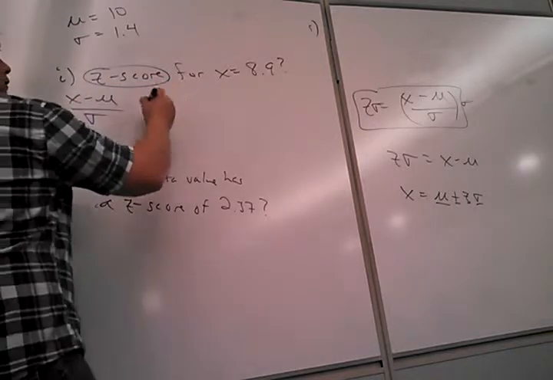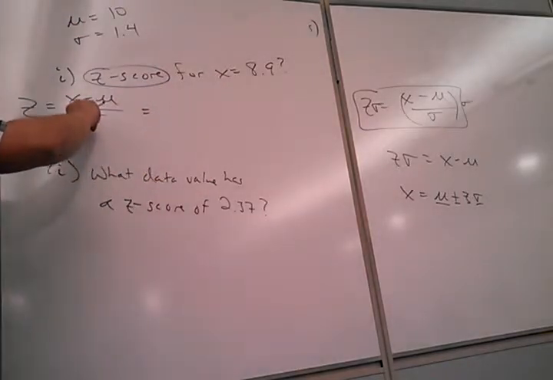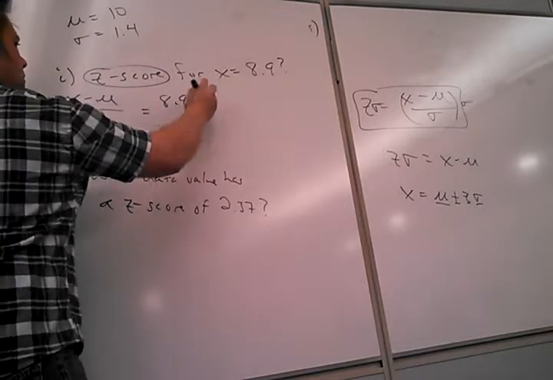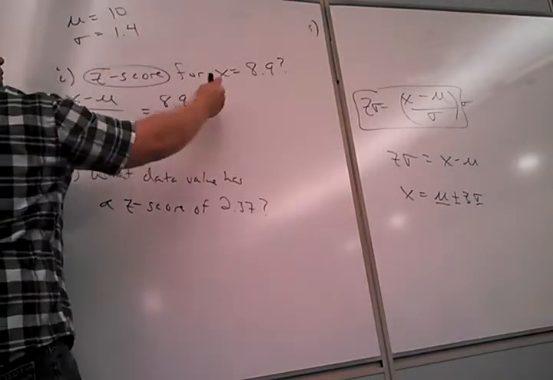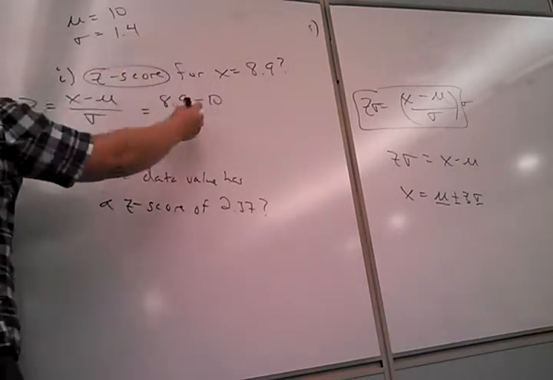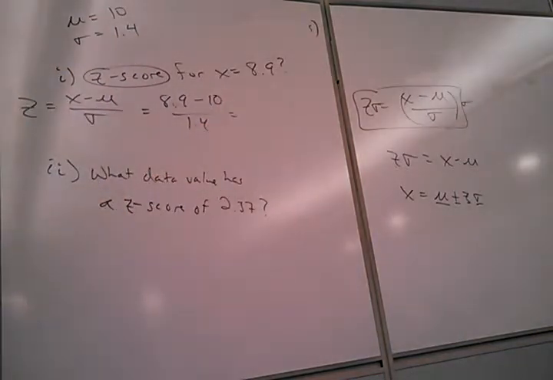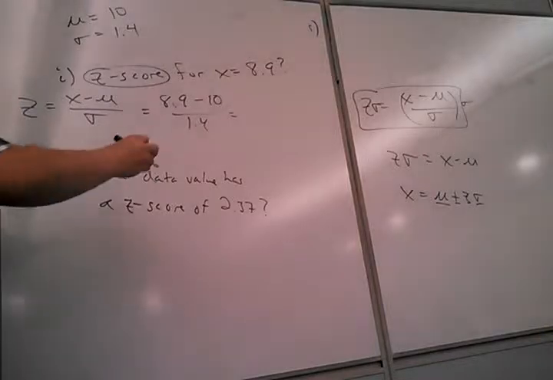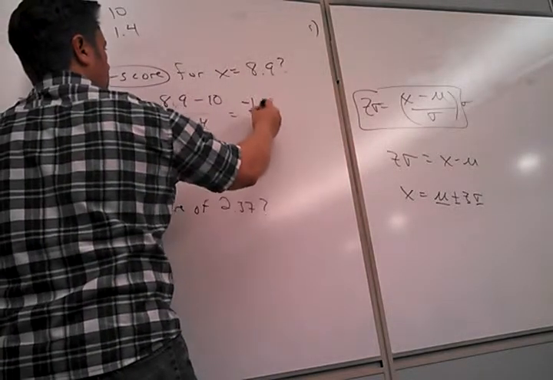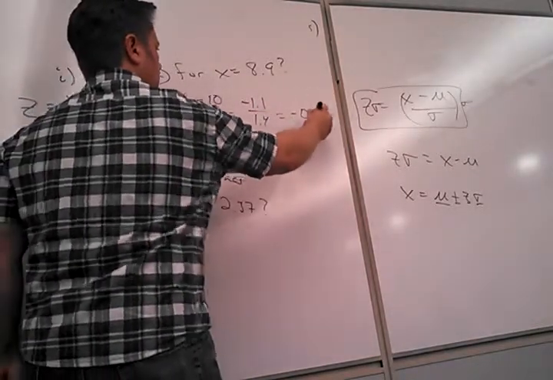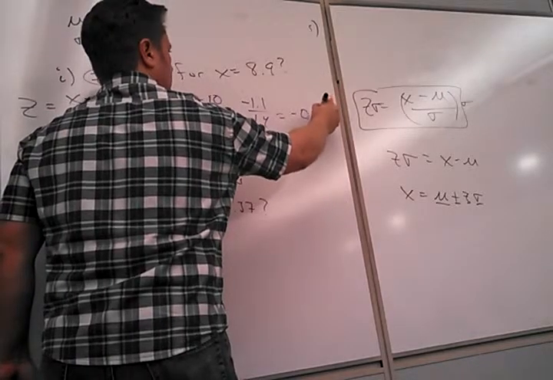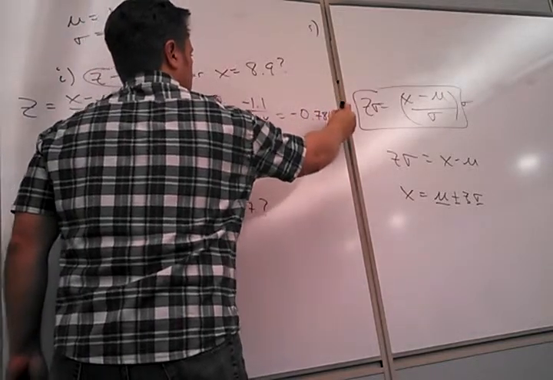Let's find out. I plug everything I know in. What's x? 8.9. What's the mean? 10. Standard deviation? 1.4. Negative 1.1 divided by 1.4. Negative what? 0.786. That's fine.